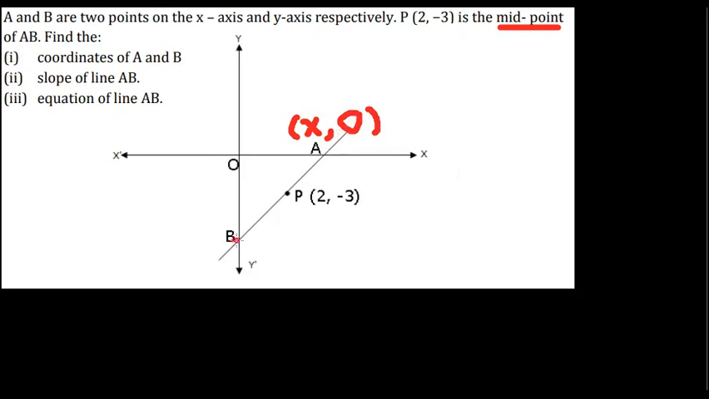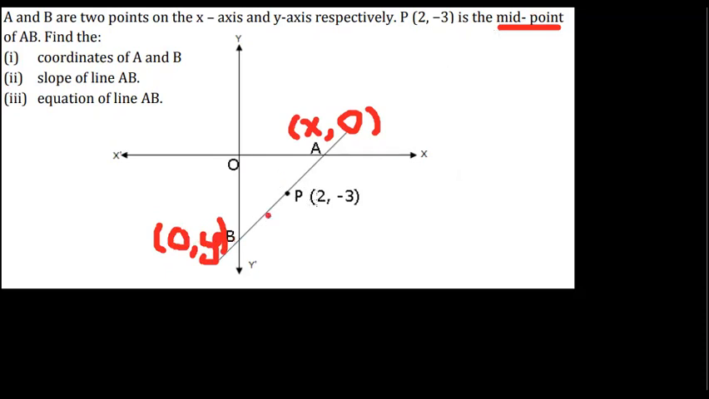And similarly, you can say that the coordinates of B, since it lies on the y-axis, its x-coordinate will be zero. So it will have coordinates zero, comma, again, it will have some y-coordinate. So let me call it y. So these are the coordinates of this point B, (0, y). And now we use the fact that P is the midpoint of AB.